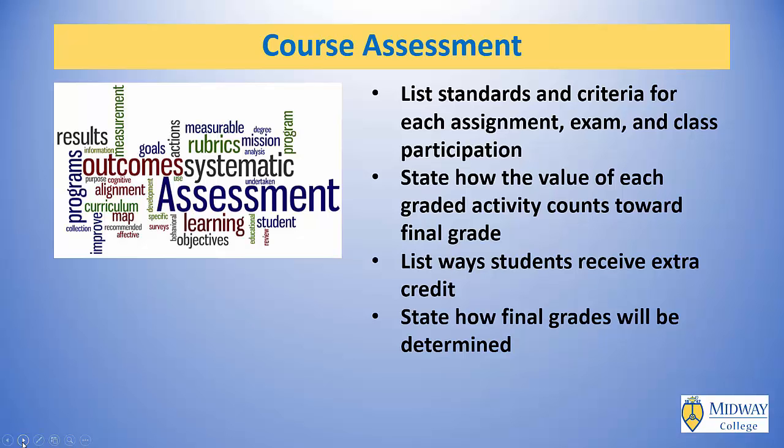Under course assessment, you want to provide a list of standards and criteria for each created course component, such as assignments, exams, and class participation. Students need to know your expectations up front. State how much each graded course activity will count towards the final course grade, and also include the course grading scale so students can keep track of their progress.